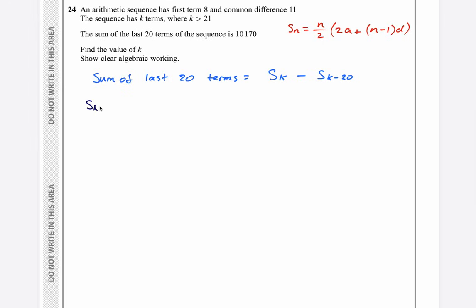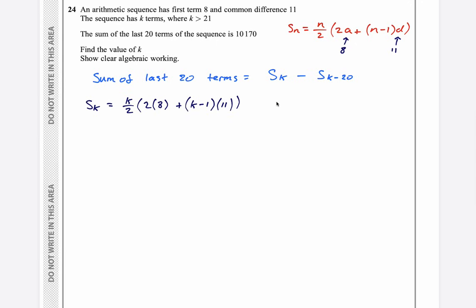So S of k, I'm doing a different color and everything. S of k is k over 2 times 2a. Now a is 8, I'll just put an arrow there. A is 8 and d is 11. These are given. So k over 2, 2 times 8 plus n minus 1 d. Now our n is k, so this is k minus 1 times d, which is 11.